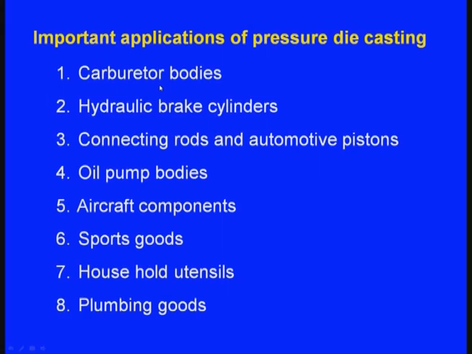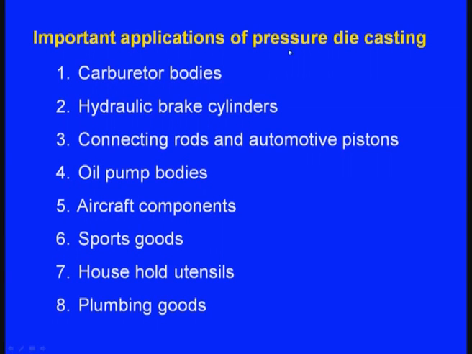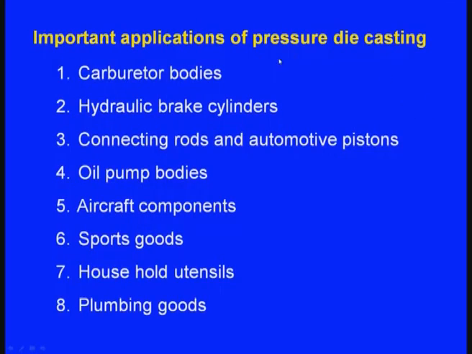Next one, important applications of the pressure die casting process. Carburetor bodies. These carburetor bodies are very important components in automotives, especially in petrol vehicles. This carburetor mixes petrol and air uniformly. So, this carburetor body is made by pressure die casting. Next one, hydraulic brake cylinders. These are made by pressure die casting. Connecting rods and automotive pistons, oil pump bodies, aircraft components, sports goods, household utensils, plumbing goods, all these are some examples. In fact, many more components can be made using pressure die casting.